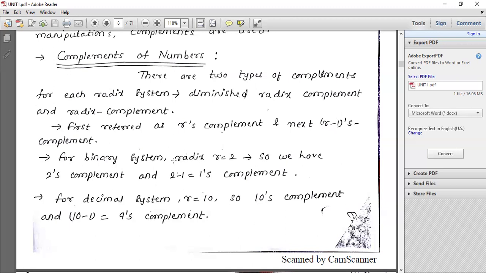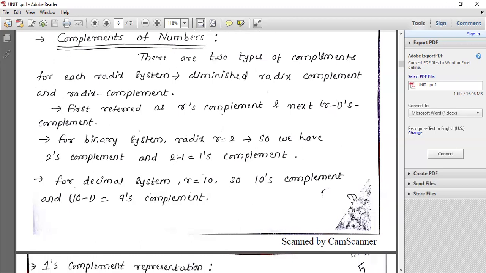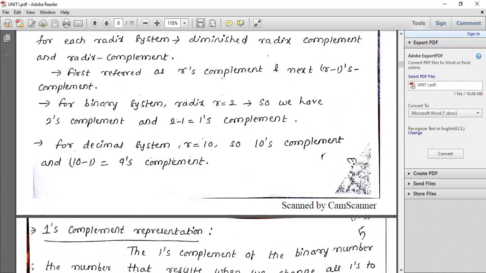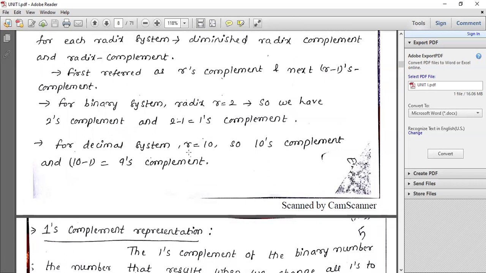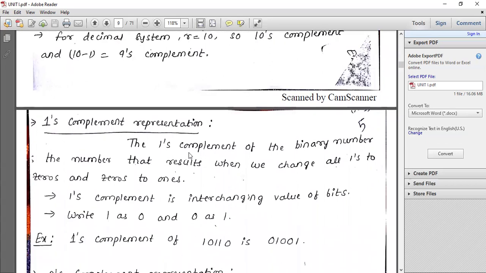Coming over to the binary number system, as the radix is 2, the diminished radix will be 2 minus 1, that is 1. Therefore, 2's complement and 1's complement will exist for the binary number system. Coming over to the decimal system, the r value will be 10, so the diminished radix will be 10 minus 1, that is 9. Therefore, for the decimal number system, 10's complement and 9's complement will exist. Similarly, for octal, 8's and 7's, and for hexadecimal, 16's and 15's. Now coming to binary subtraction using complements, as the radix value is 2 and the diminished radix is 1, there exist two types of complements to perform subtraction of binary numbers, known as 1's complement and 2's complement.